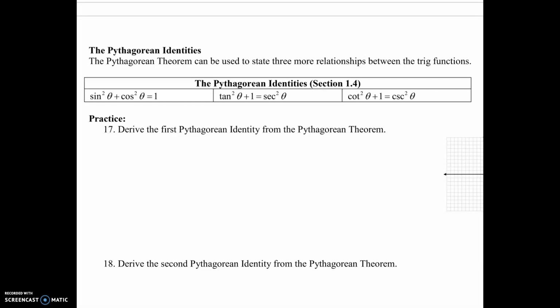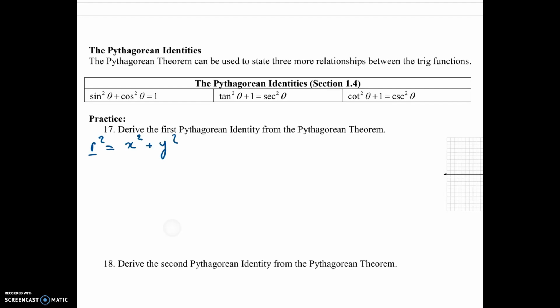Alright guys, so let me finish this section 1.4 regarding the Pythagorean identities. So let's write first of all the Pythagorean theorem. And the Pythagorean theorem is saying that the square of the hypotenuse is equal to the sum of the square of the two other sides.